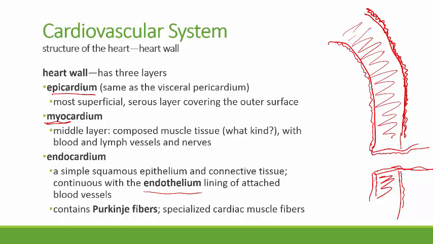Last thing, the endocardium is where we find the Purkinje fibers. And these are a specialized form of cardiac muscle cell that is responsible for carrying the signal to contract. They are not contractile cells. So even though they are cardiac muscle, they don't contract, but they do carry information to give to the contracting cells of the heart. And they tell those cells it's time to contract now.